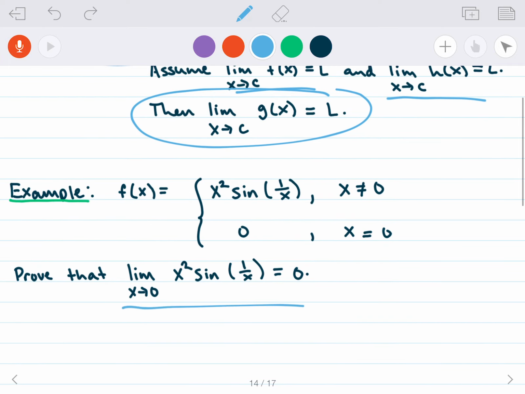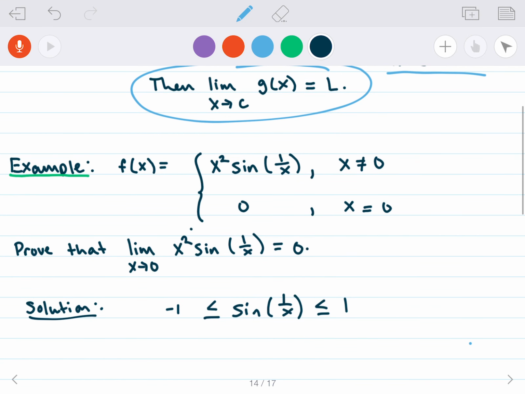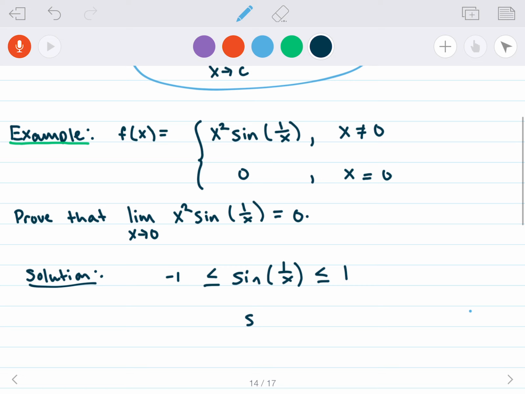So we want to prove that this thing equals 0, and we're going to notice that sine is always going to be squeezed between -1 and 1, right? Sine of any angle, in particular 1 over x, is going to be bigger than or equal to -1 and less than or equal to 1. And so if I want it to look like this, I just multiply everybody by x squared. And so I get x squared sine of 1 over x is going to be between -x squared and positive x squared.